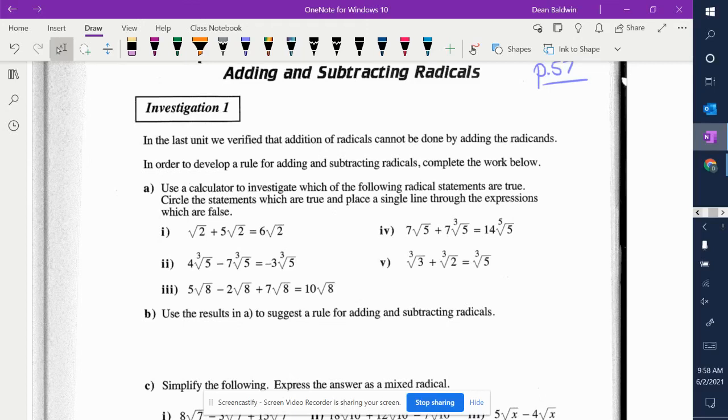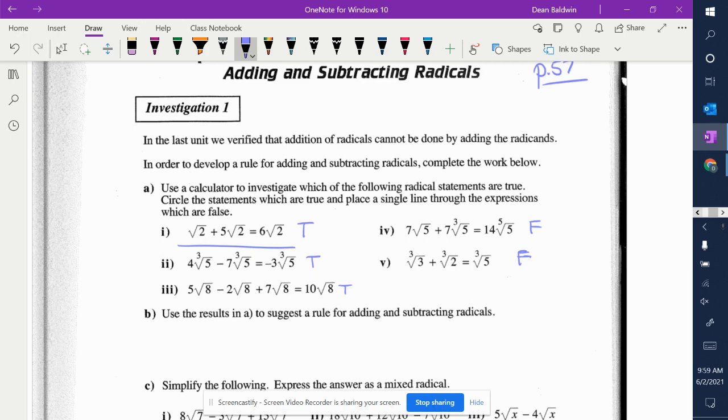Okay, so if we took out, normally I get you to do this, but because everything is time crunched, I'm just going to tell you what this is, okay? This is a true statement. This is a true statement. This is true. This is false, and this is false. So, can you see a pattern that allows you to add and subtract radicals?